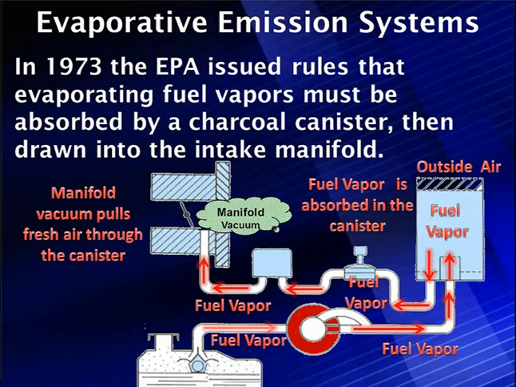Let's go back in Evap history for a minute. In 1973, the EPA issued rules that evaporating fuel vapors had to be absorbed by a charcoal canister and then recycled into the intake manifold. And this system is simple. Manifold vacuum pulls fresh air through the canister, and we're going to talk about all these parts and pieces when we start getting ready for trouble codes.